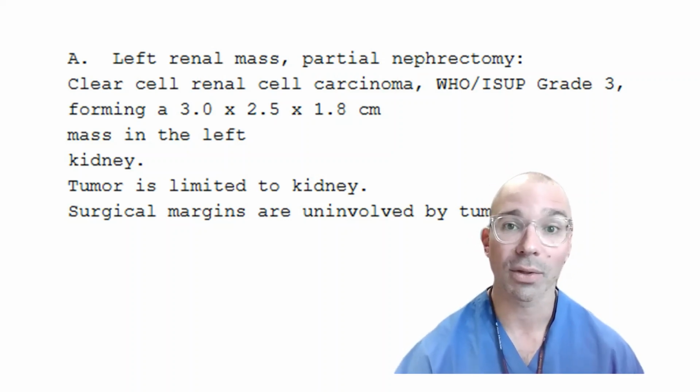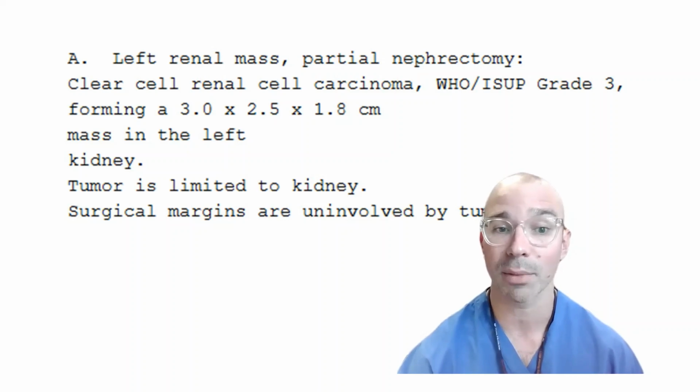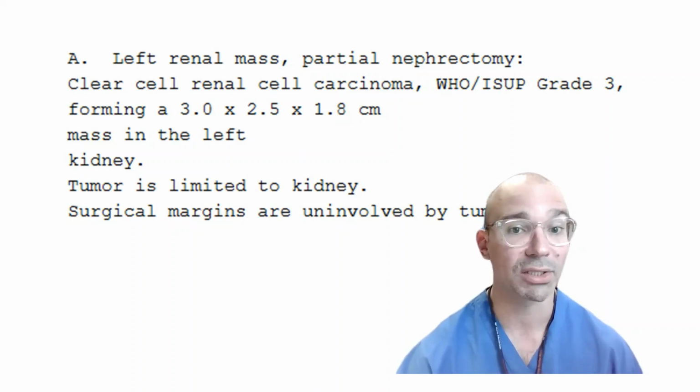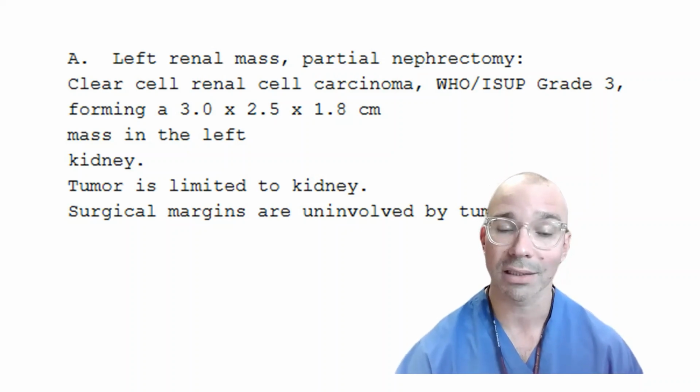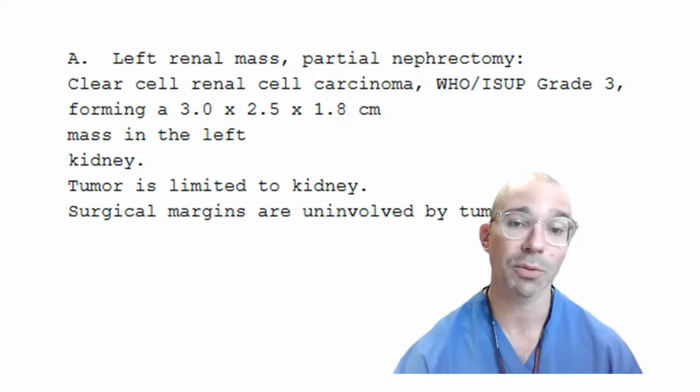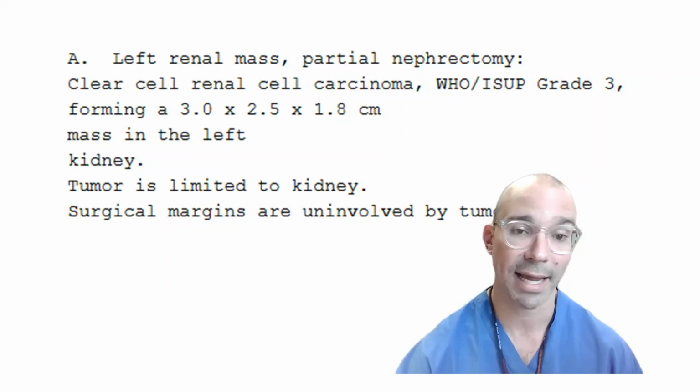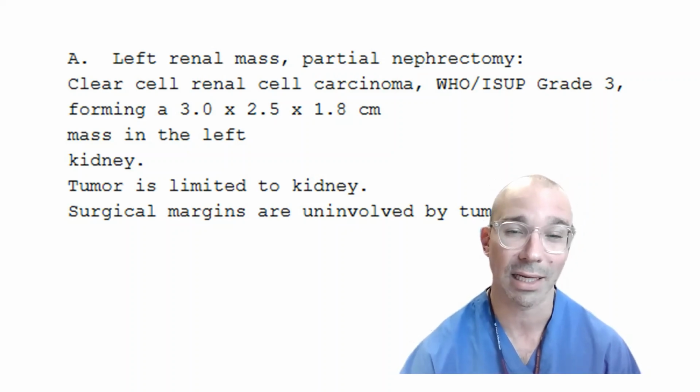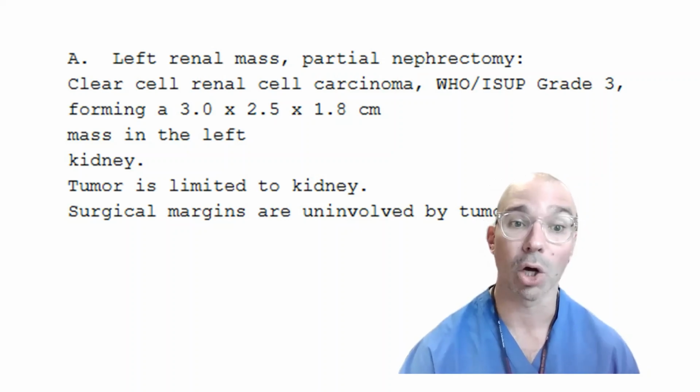The next line has to do with the size, and you'll see the largest dimension typically mentioned first, 3 by 2.5 by 1.8 centimeters. This tumor was a small renal mass, once again, about 3 centimeters in size. Size helps us understand the stage because we know for organ-confined cancers, meaning tumors confined to the kidney, the smaller they are, the lower the stage.